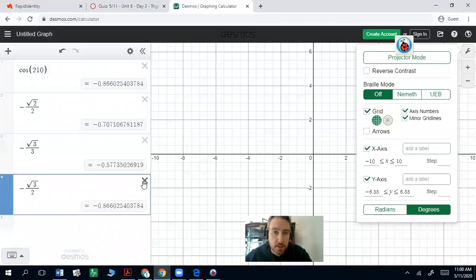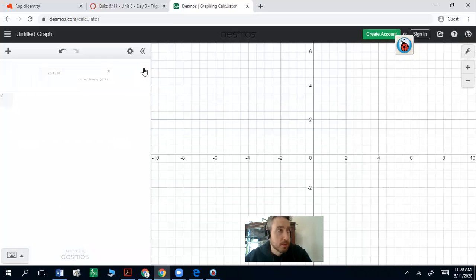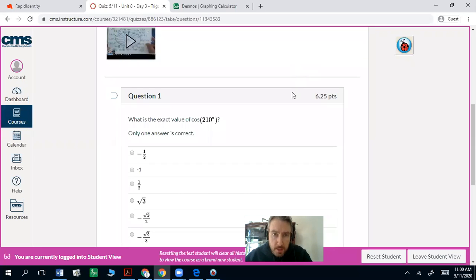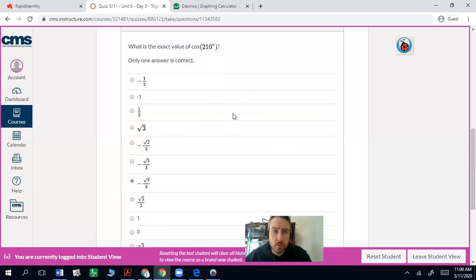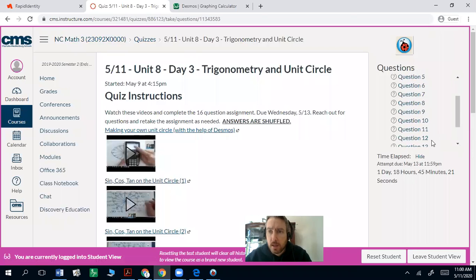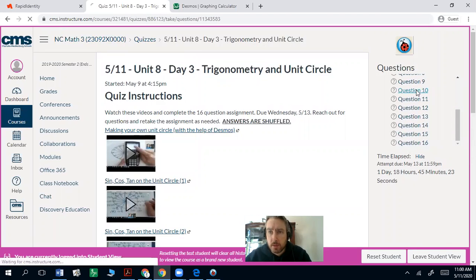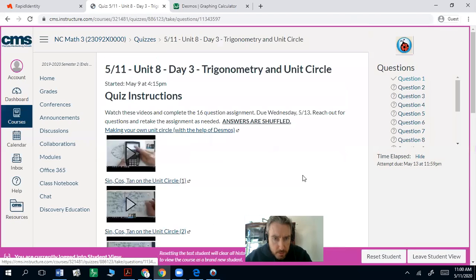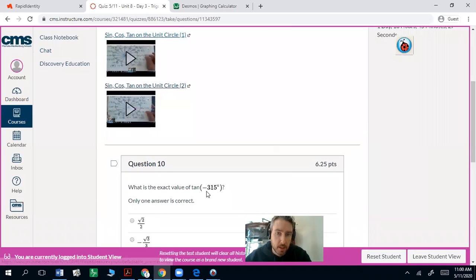You know, I've harped on the unit circle. The unit circle will become important in your next math class, but for right now, for our purposes, we'll use Desmos to get that. So the first 10 problems are like that. Now let me check question 10 first. Yeah, so 10 is a degree, keep it in degree.